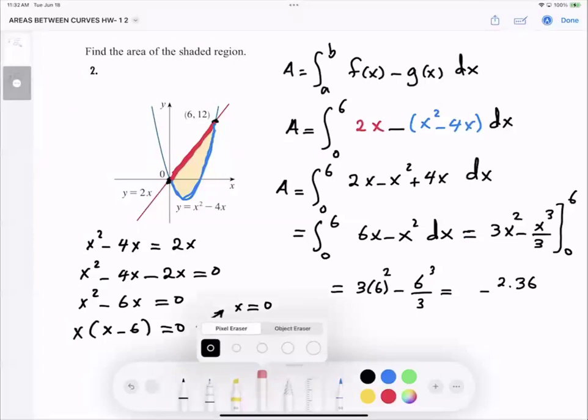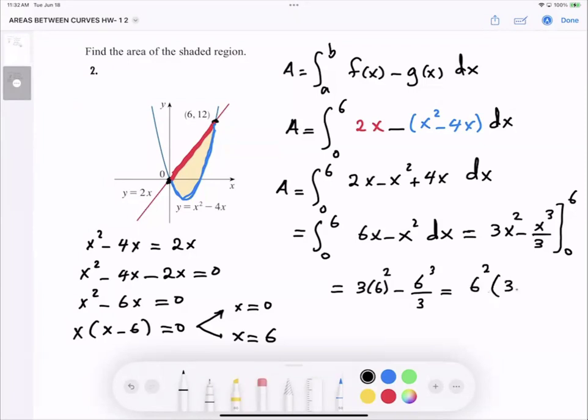Let me just write it down here to make the calculation a little bit easier. Okay, let's see. So if I factor out 6 to the second power, I get 3 minus 2, or basically I have my 36. Okay, one small mistake made the calculation wrong. Perfect. So you have your area, which is 36.